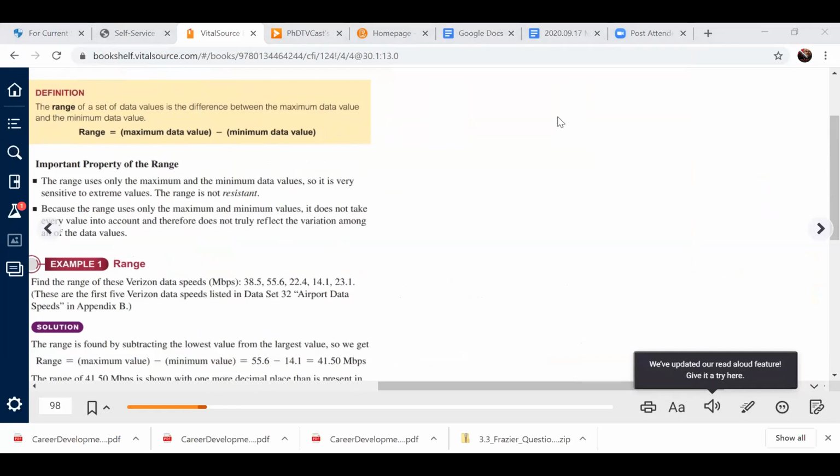looking right here, the numbers that we're doing, where's that chart? 38.5. What's the next number? Somebody tell me. 55.6. All right, I need somebody else. 22.4. All right, somebody else, please. 14.1. All right. And 23.1. Excellent. Data values. I'll make them red so they'll stick out.